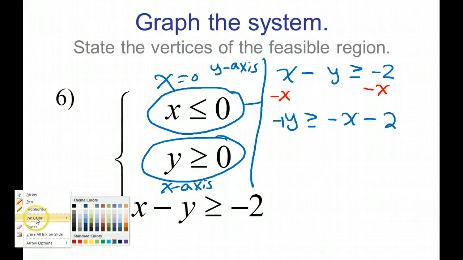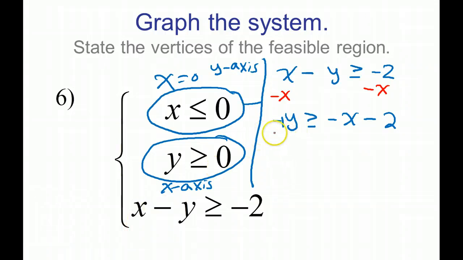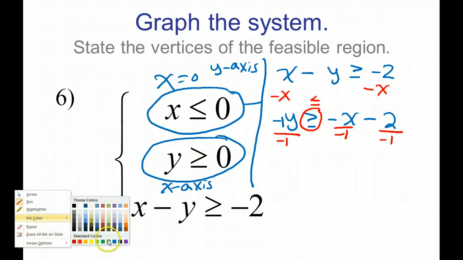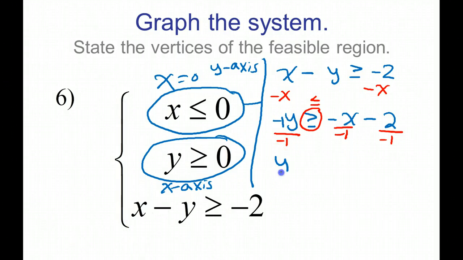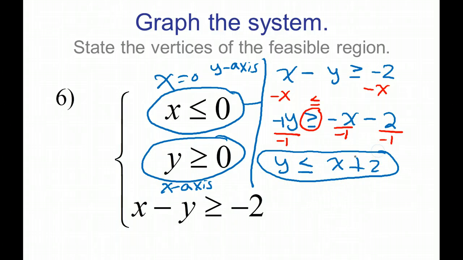What do I have to be careful of when I divide by a negative? We have to switch the signs. You got to reverse that inequality. So this is going to go from being a greater than or equal to sign to being a less than or equal to sign. Okay? So we're going to have y is less than or equal to positive x plus 2. All the signs changed. So this is going to be the equation we actually wind up graphing.